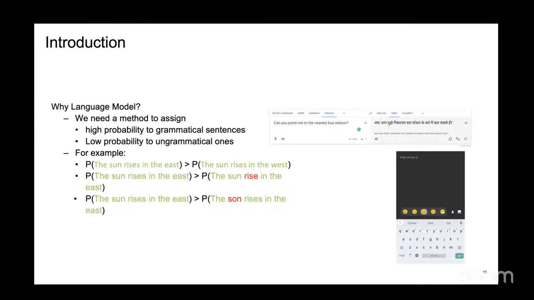we started with the same aim, right? I want the grammatical sentence to have high probability as opposed to the ungrammatical ones. For instance, "sun rises in the east" should have a higher probability than "sunrise in the east", or than "son rises in the east", spelled SON as opposed to SUN, where semantically SON doesn't make sense because the son never rises. So that's the whole idea here.